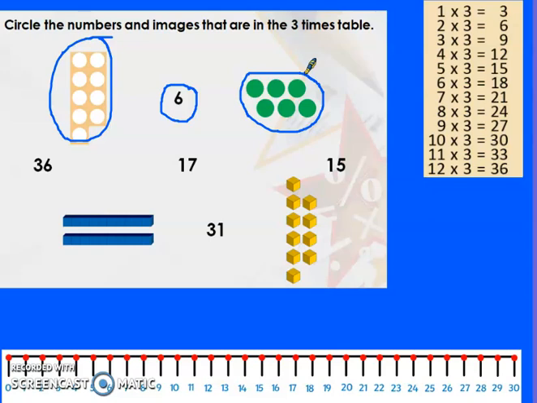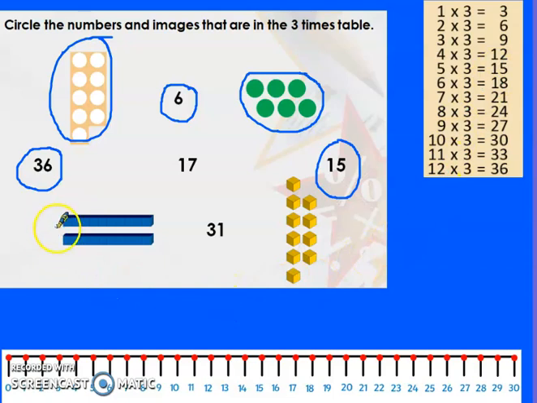Okay, let's have a look at the other representations, Year 3. 36, what did you think? Yes or no? Yes, it is in the 3 times table because 12 times 3 equals 36. What about the number 17? Yes or no? No, it doesn't come up in the 3 times table, so we're not going to circle that one. What about the number 15? Yes or no? Yes, it is in the 3 times table because 5 times 3 equals 15.